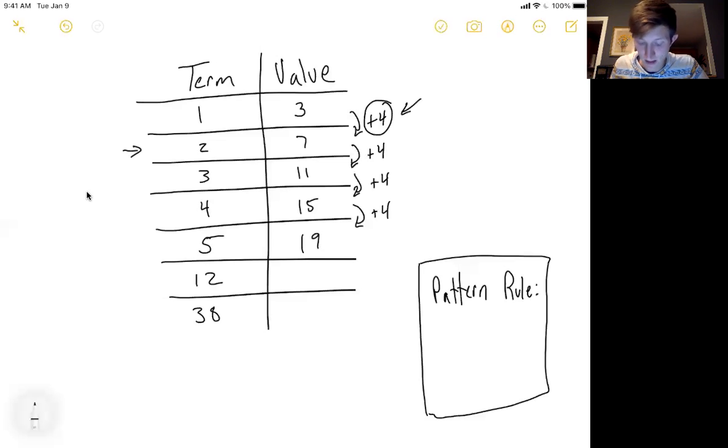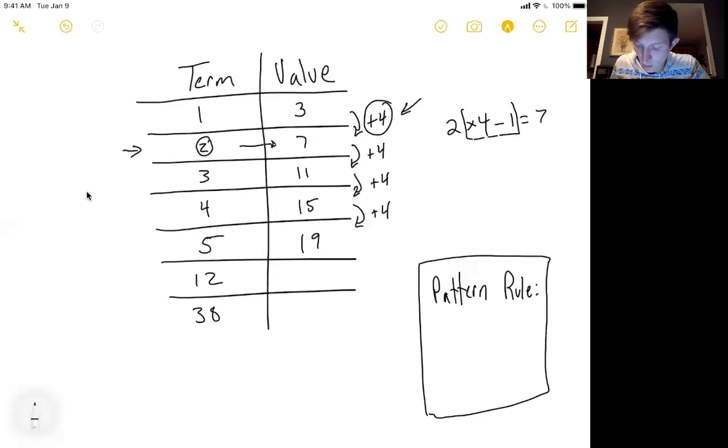So check this out. I notice that I'm adding 4 to each of these values, right? And now I'm trying to get from one number to the other. So I know that times 4 will most likely be in my pattern rule. But I know that 2 times 4 is not 7. In fact, it's 8. So then what do I need to do to get to the value? Well, I need to subtract 1, right? So 2 times 4 minus 1 is equal to 7.